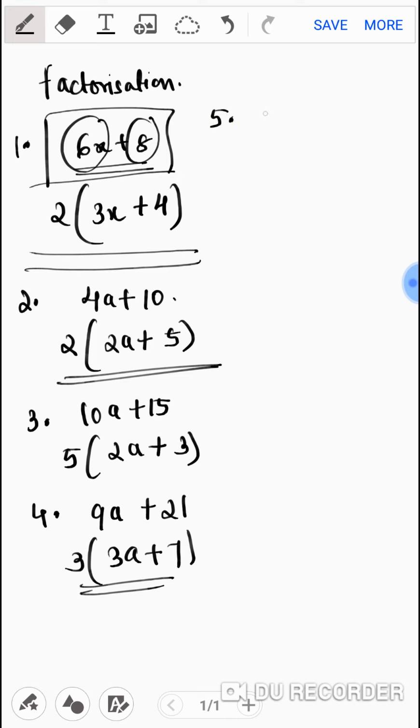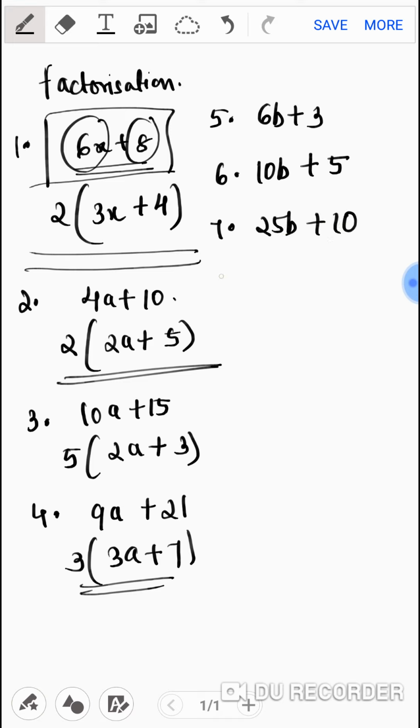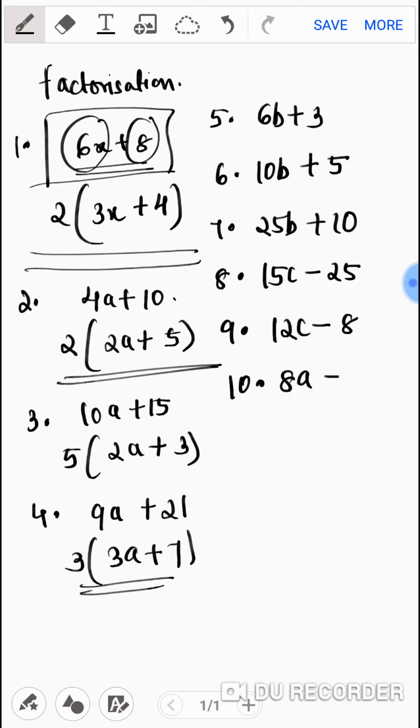I'll give you 5 more. 6b plus 3. You have to factorize 10b plus 5, 25b plus 10, 15c minus 25, 12c minus 8, and 8a minus 24. Yes, dear kids, these extra problems from 5th to 10th you have to solve on your own.